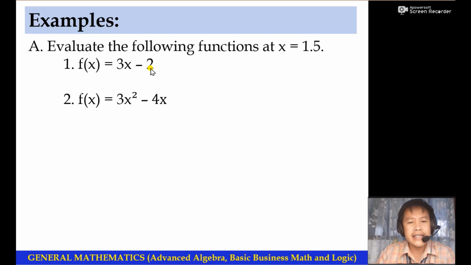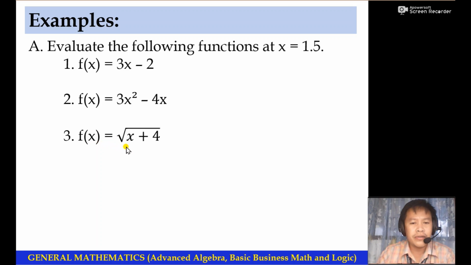Number 1 function is a linear function. Number 2 is a quadratic function. Number 3 is a square root function. f of x is equal to the square root of x plus 4.